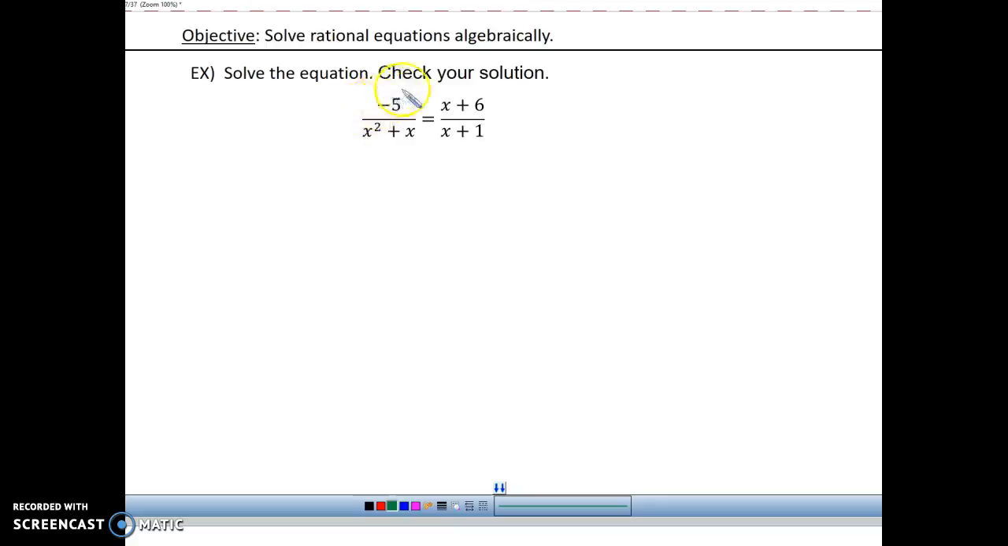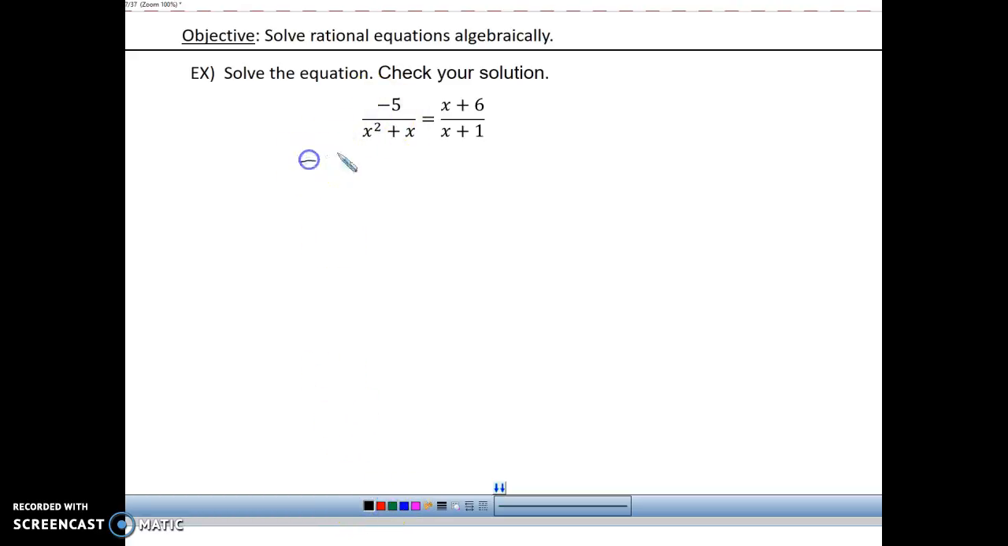Please copy. We have -5 over x squared plus x equals x plus 6 over x plus 1. In this example, we have binomials in the denominator, so you actually need to factor first. So let's go ahead and do that.